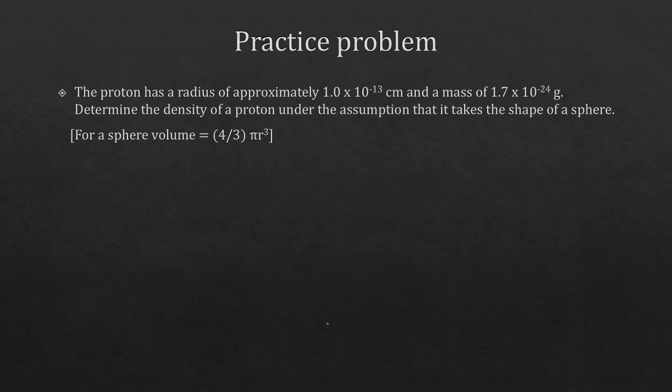Let's write out what we know first. So this is our radius right here. This is our mass. Our equation for density is mass over volume. So since we want to determine the density, I need to know both the mass and the volume. We already have mass. That goes up there. We're done with mass. But volume, we're going to need to plug our radius into this equation.